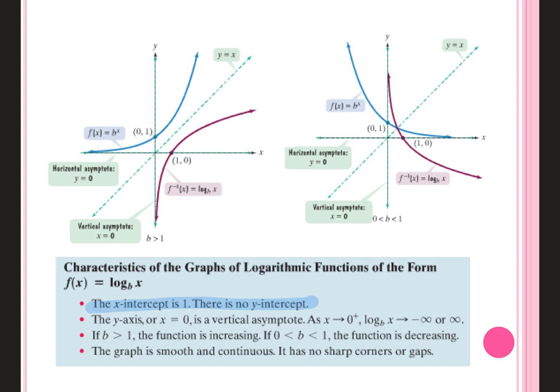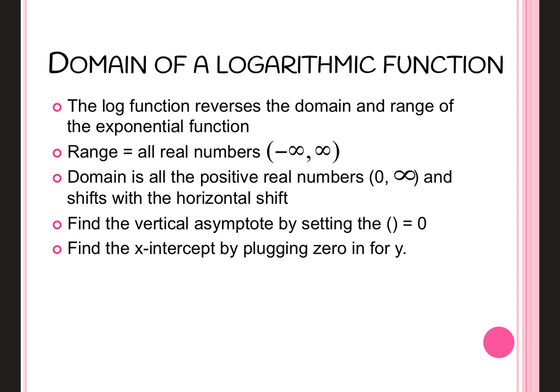If you remember from exponential, the y-intercept was 1, and there was no x-intercept, so we switched it. The y-axis, or x equals 0, is a vertical asymptote. If b is greater than 1, the function is increasing, and if b is between 0 and 1, the function is decreasing. The graph, just like exponential, is smooth and continuous, no sharp corners or gaps. The domain of log functions is now restricted. So in an exponential function, our domain was all real numbers. Now the range is all real numbers. And the domain is all the positive real numbers, or 0 to infinity, and shifts with a horizontal shift.